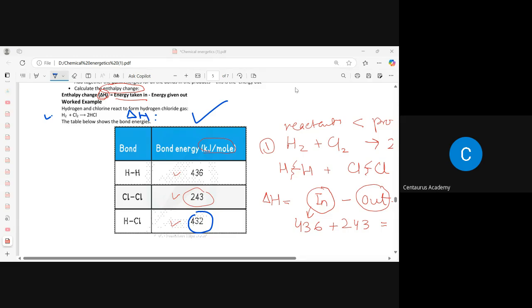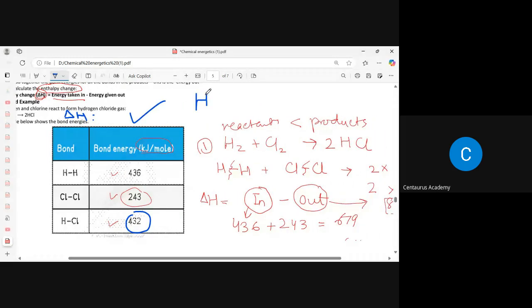So if you look here, it says that hydrogen and chlorine, both of them react with each other and hydrogen chloride gas is formed, right? Now, 2 moles of hydrogen chloride gas is formed. The easiest way out is that you just simply draw the displayed formula, so you are able to know what bonds are present. All right. So for instance, there is a hydrogen-hydrogen single covalent bond and a chlorine-chlorine single covalent bond.